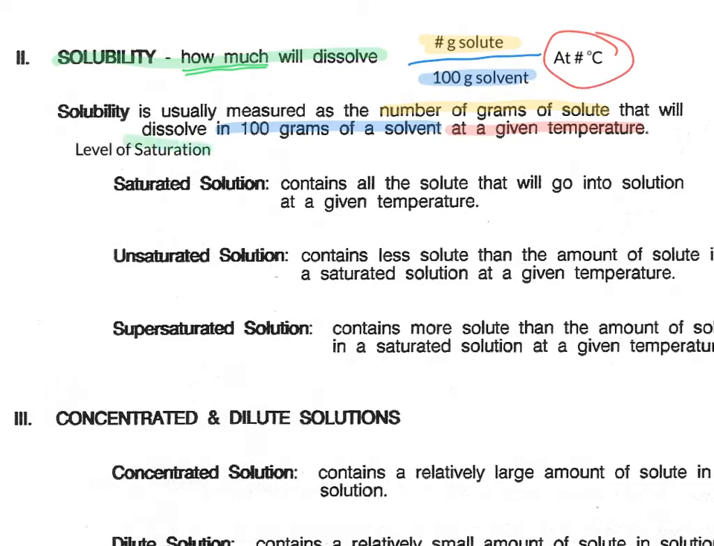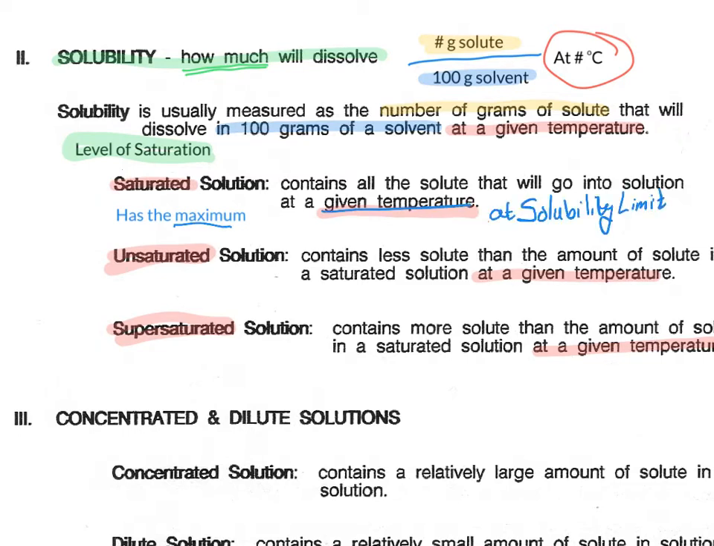Now let's talk about the 3 levels of saturation. Solutions can be saturated, unsaturated, or supersaturated. Notice that all 3 of these have the statement at a given temperature. A saturated solution has the maximum amount of solute that can dissolve. This amount is the solubility and is also known as the solubility limit.